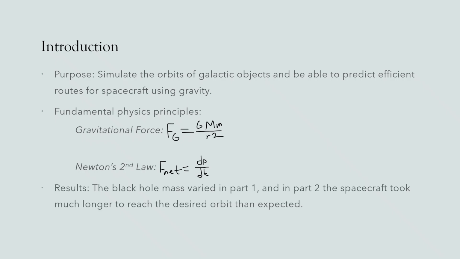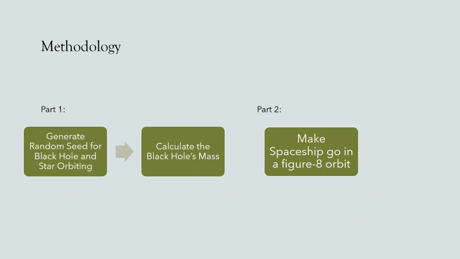For results, we'll see that the black hole mass in part 1 is going to vary due to the change in momentum of the star varying as well. And in part 2, we'll see that the spacecraft took much longer to reach the figure 8 orbit than we wanted to due to human error.